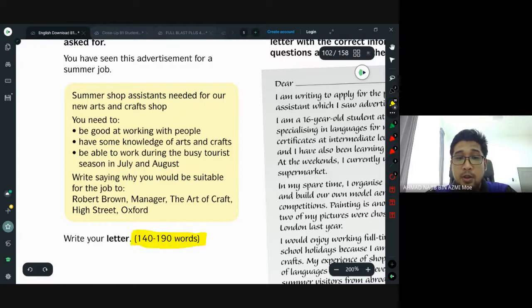Now, this is not the standard for your SPM. The standard for SPM, does anybody know this? Soalan kedua, berapa patah perkataan?